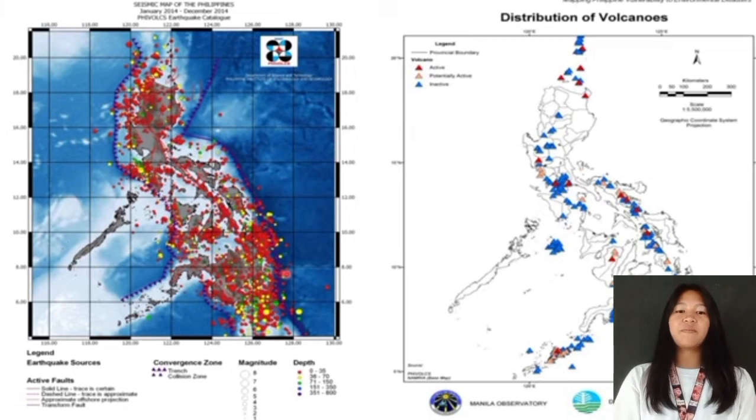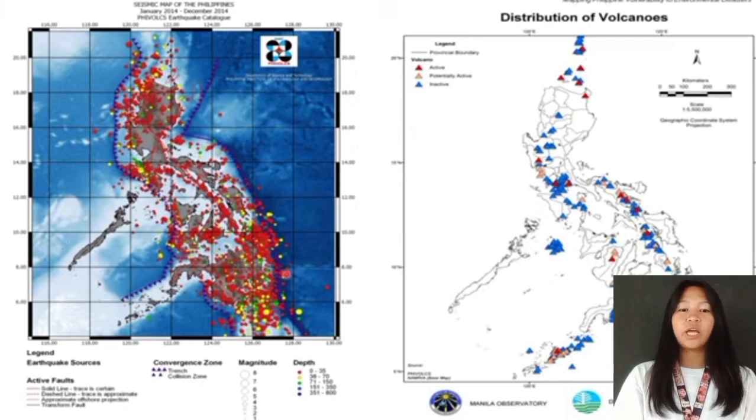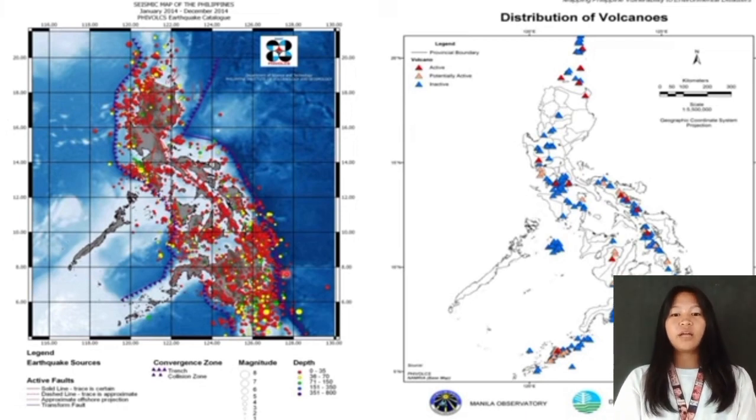And then the next map is the distribution of volcanoes in our country. Take note of the color coding. The red ones are the active volcanoes and the blue ones are the inactive volcanoes. So once again, from Luzon to Visayas, Mindanao, we also have volcanoes. So as you can see, the Philippines is very dangerous by means of disaster and hazard.